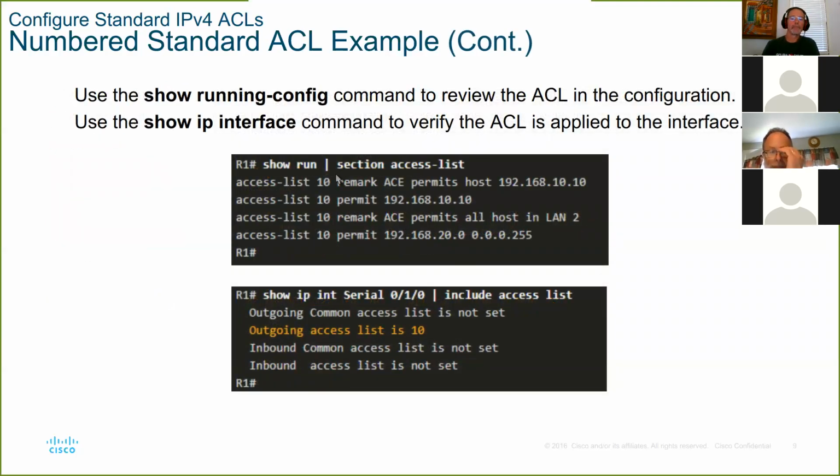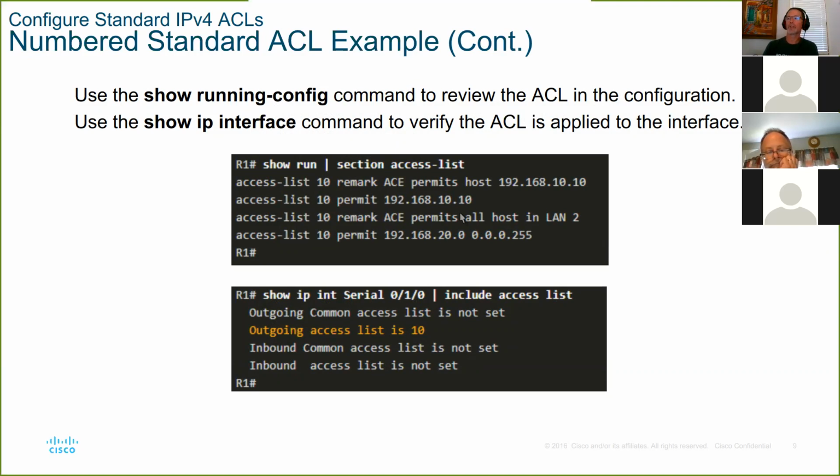Show run, and the pipe allows us to start in the section for access lists. So we omit all of the other stuff. I just want to look at the section where the access lists are, and this is where they are. So I put in 2 remarks.